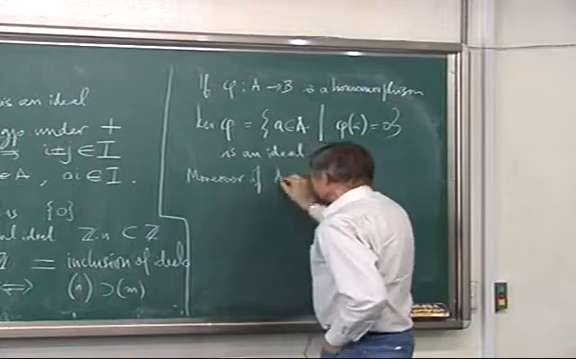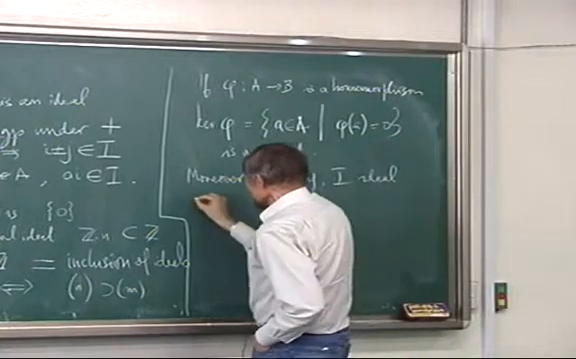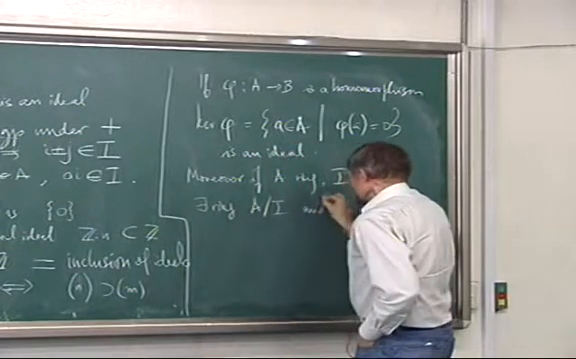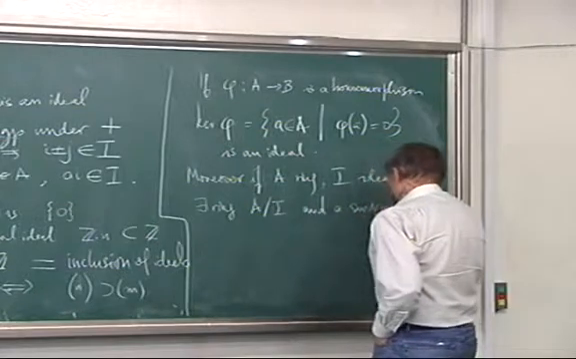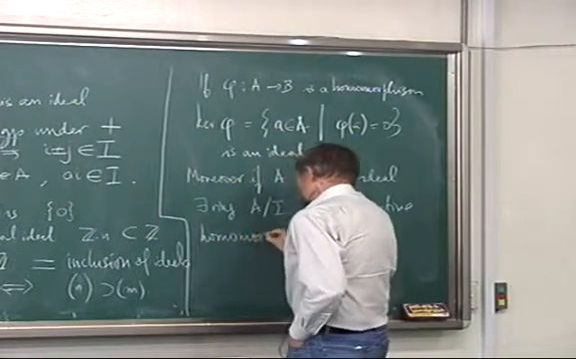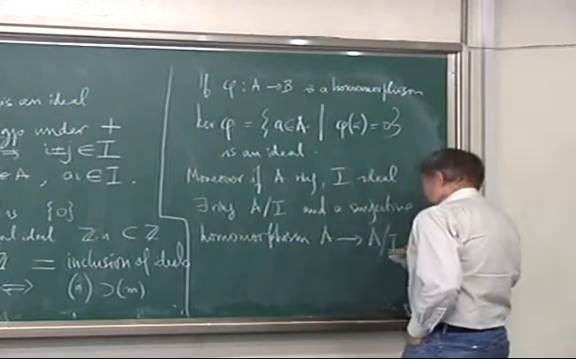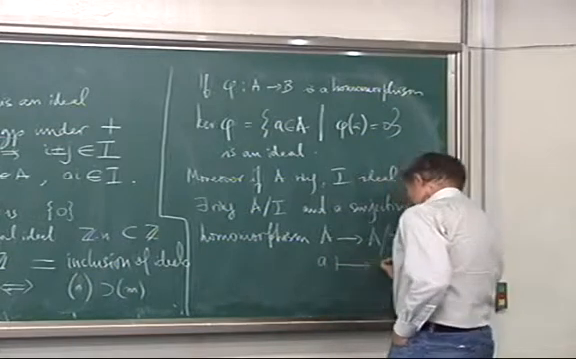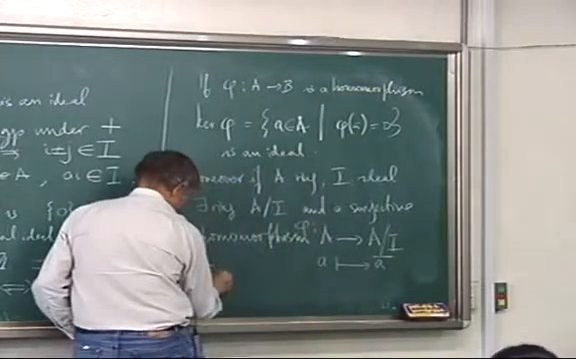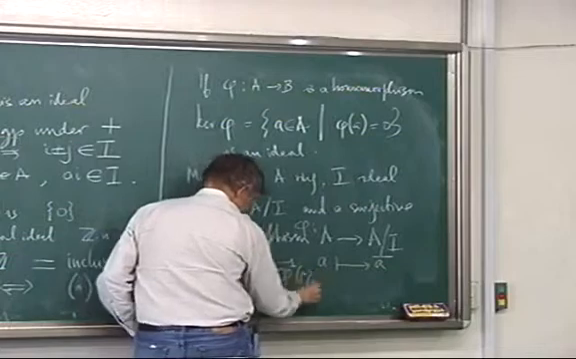if A is a ring and I an ideal, then there exists a ring A mod I and a surjective homomorphism taking A to A bar, so that if I call this phi or something, I is phi to the minus 1 of 0. It's the kernel of phi.